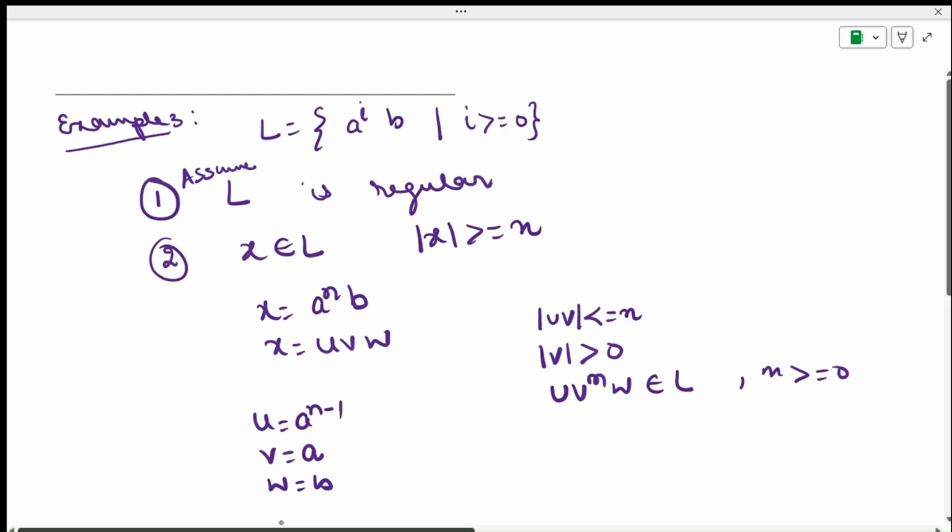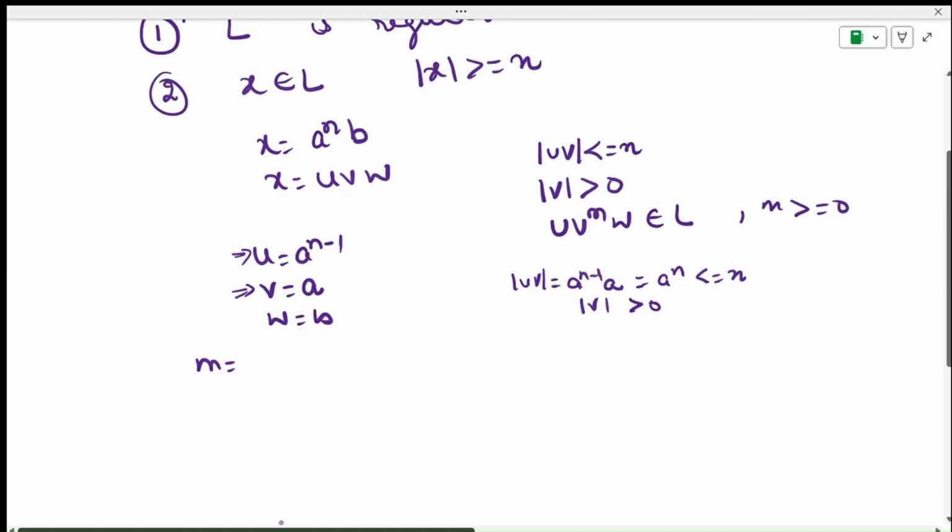Now check if the constraints are satisfied. Length of u and v, see this and this together. This is a raised to the power n minus 1 followed by a. So length is n, which is less than or equal to n. Condition is satisfied. Similarly, length of v is greater than 0, so this condition is also satisfied. Now we'll check for any m.